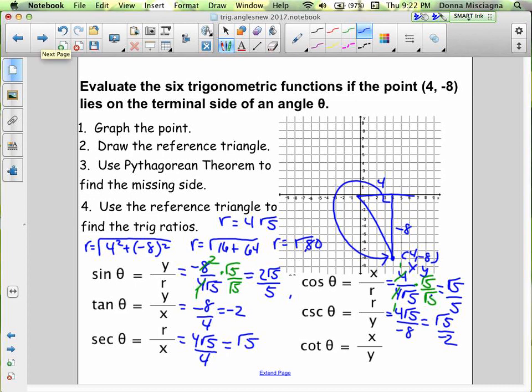Cotangent, reciprocal of tangent. So now that's going to be 4 over negative 8, which is negative 1/2, or 1 over negative 2. Either way is exactly the same thing. I want to make sure I don't confuse anybody.